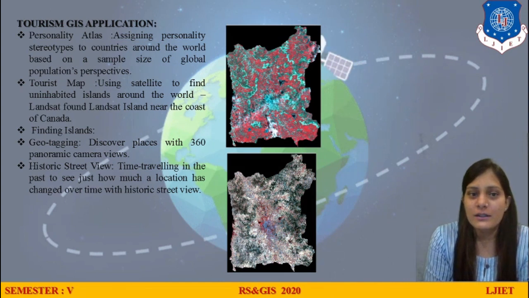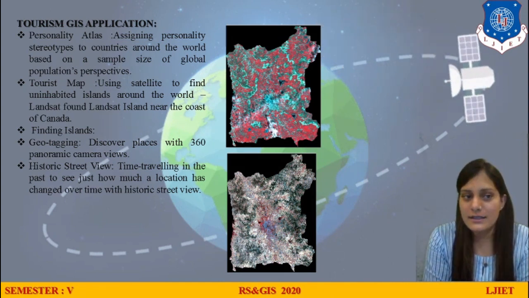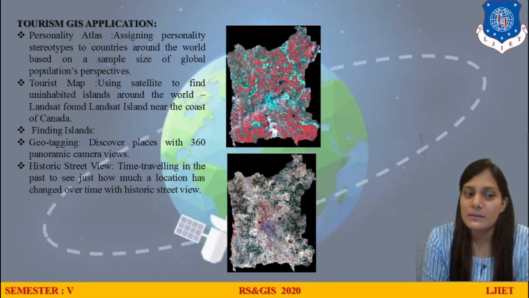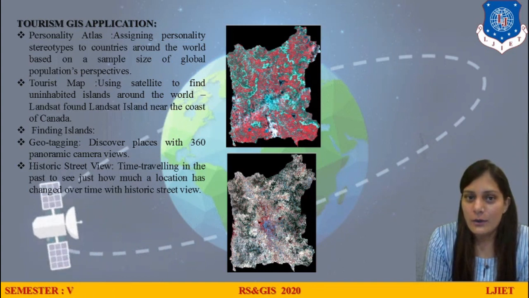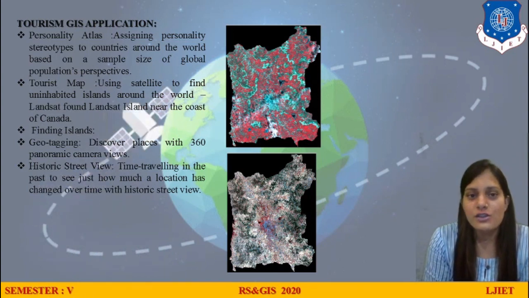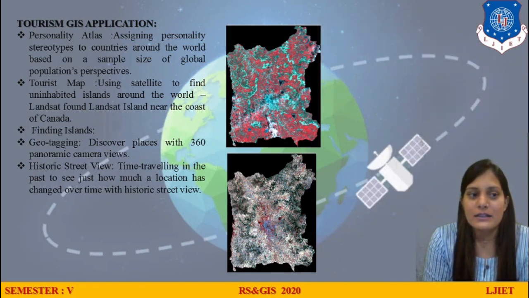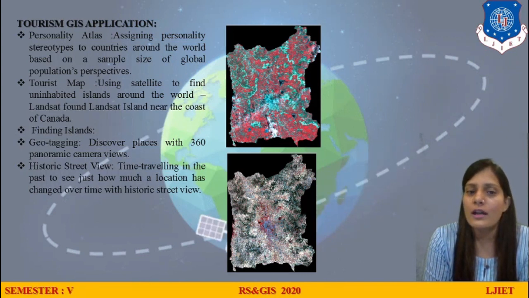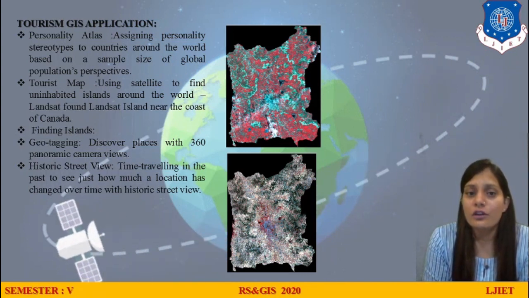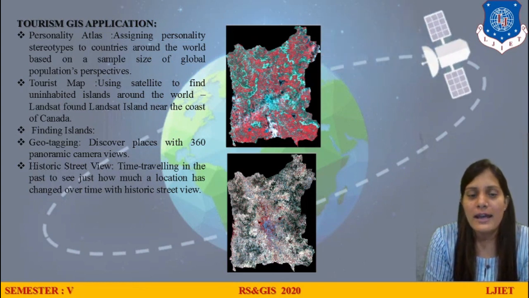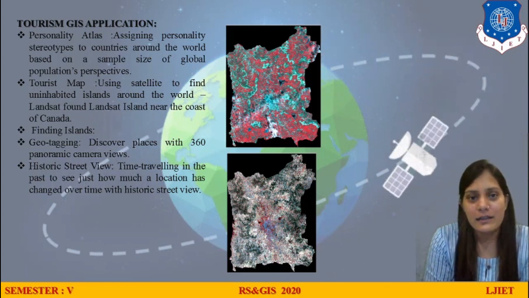Now moving further, you can see here the tourism GIS application. Yes students, what I have written here, you can see the main points: personality atlas, tourist map and geotagging, right? What is this? Finding islands. You all know that geotagging is available in our photos, also in our mobile. Personality atlas means assigning personality stereotypes to countries around the world. It means we can give an overview of the country we are visiting. Yes, we all have those maps available on the net. If I want to go to any other country, I have a map available on Google, and looking at that I can move to any other country.